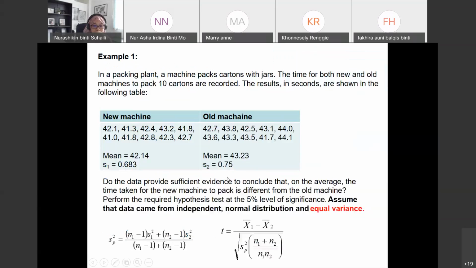The deviation plus 1 is 2. Do the data provide sufficient evidence to conclude that on the average, the time taken for the new machine to pack is different from the old machine? Perform the required hypothesis test at the 5% level of significance. Assume the data come from independent normal distribution and equal variance.